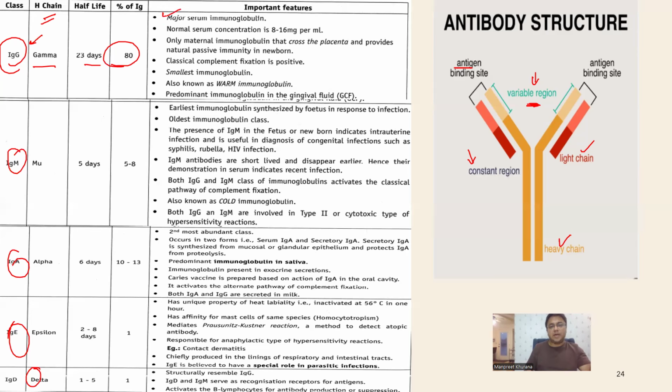It is a major serum immunoglobulin. Its normal serum concentration is 8 to 16. It is the only maternal immunoglobulin that crosses the placenta. So this is the only immunoglobulin which can cross the placenta and provides natural passive immunity in newborns.